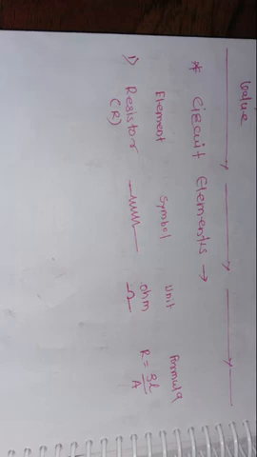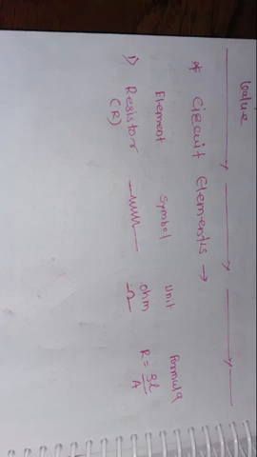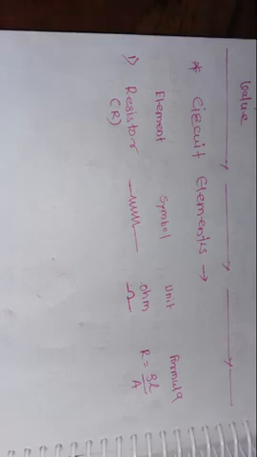Now when we calculate resistance for a given material, we use the formula R is equal to rho L upon A, where rho is the resistivity of that material, L is the length of that material, and A is the cross sectional area of that material. The resistance is a very important element of electrical circuits.